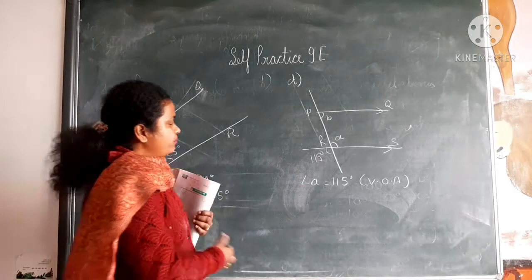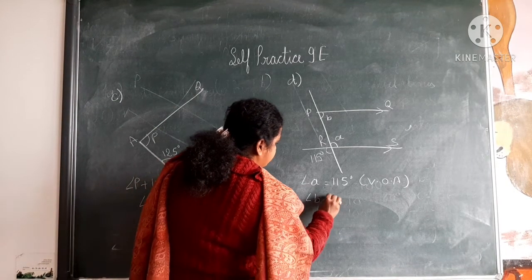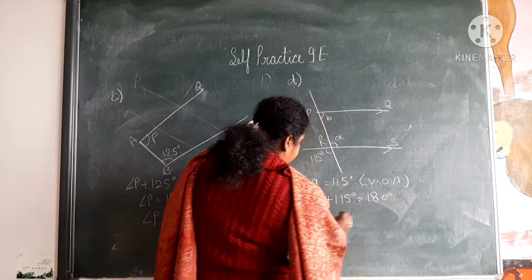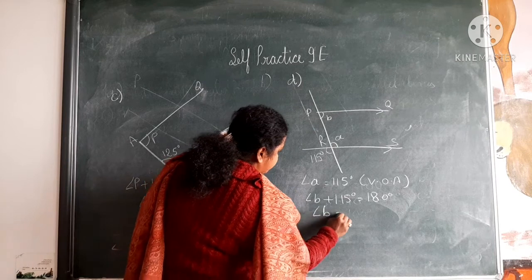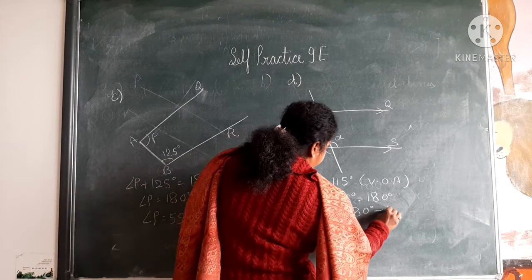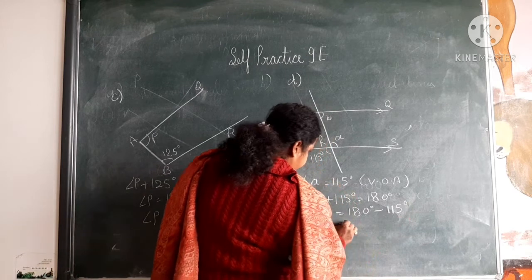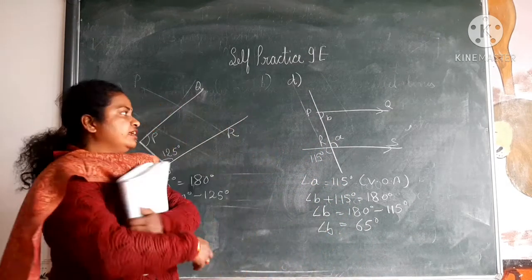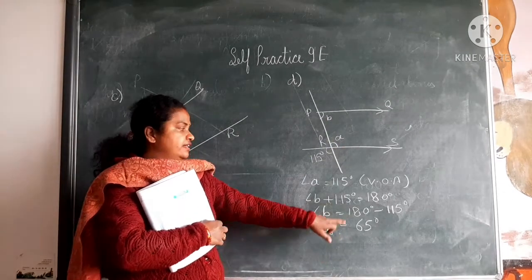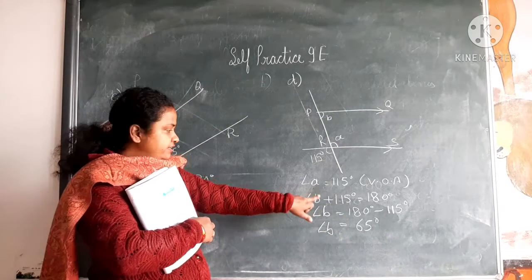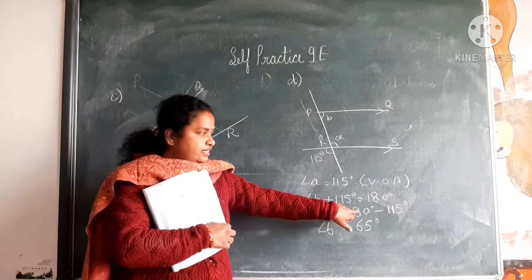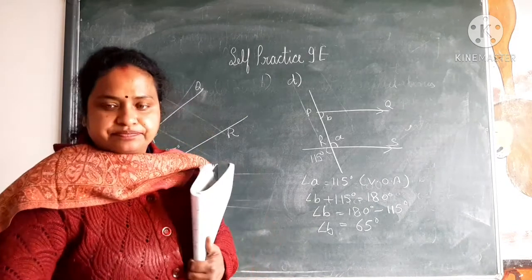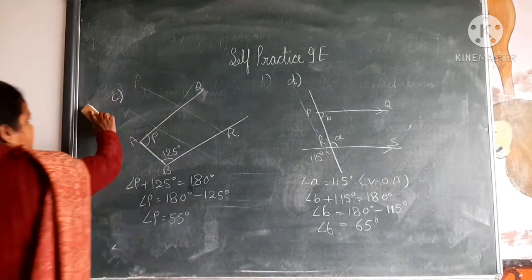Now what will be B? The angle B plus 115 degree is equal to 180 degree. What will be the value of angle B? 65 degree. Angle A is equal to 115 degree. Angle B plus 115 is equal to 180. That is angle B is equal to 65 degree. Okay. Now comes to the E part.